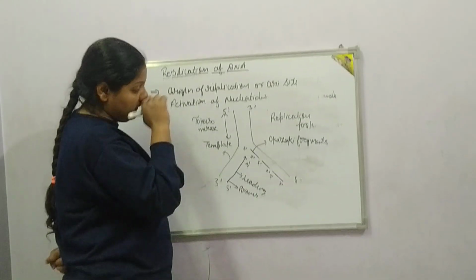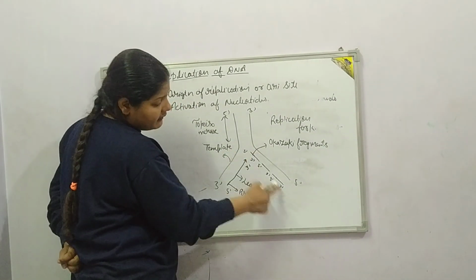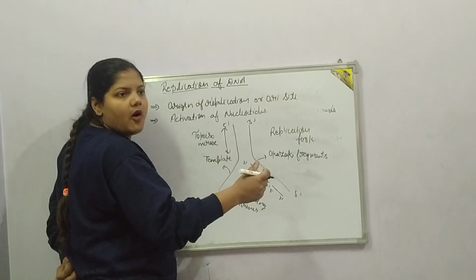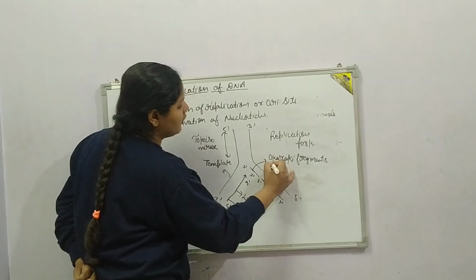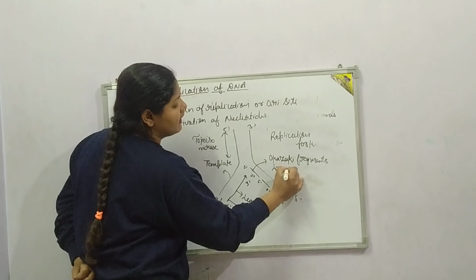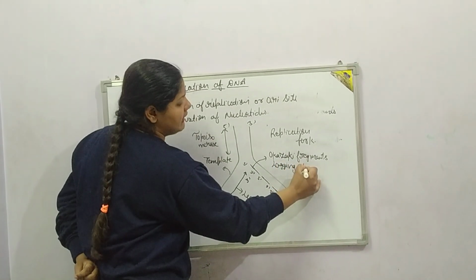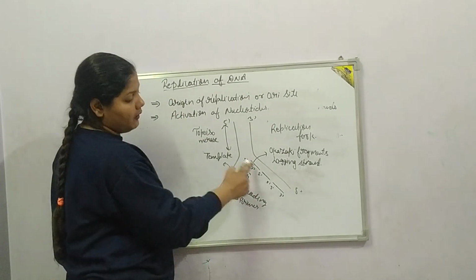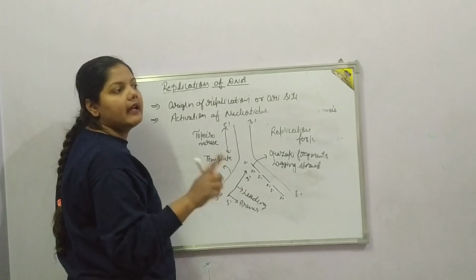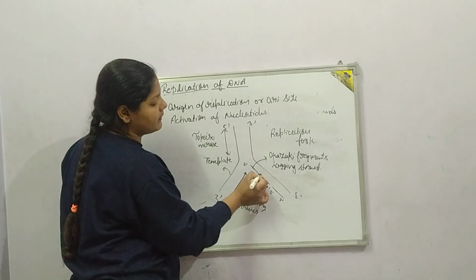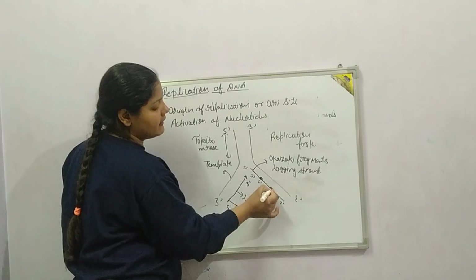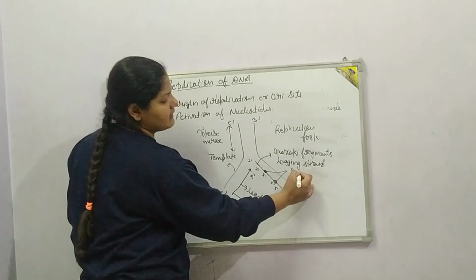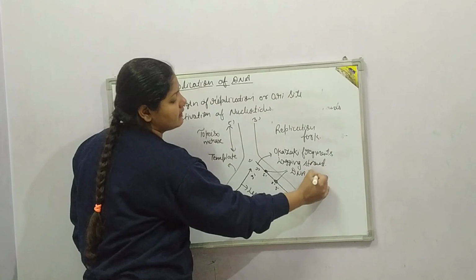Now this strand, because it is not continuous and is in the form of fragments, is also known as the lagging strand. Now these fragments will be stuck together with the help of the enzyme DNA ligase, or simply ligase. Ligase will come and stick the fragments.